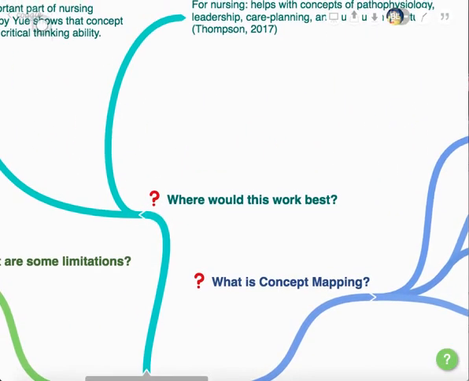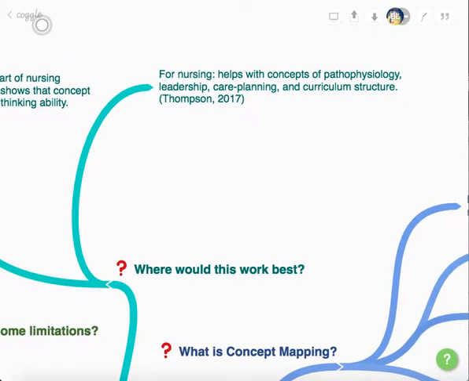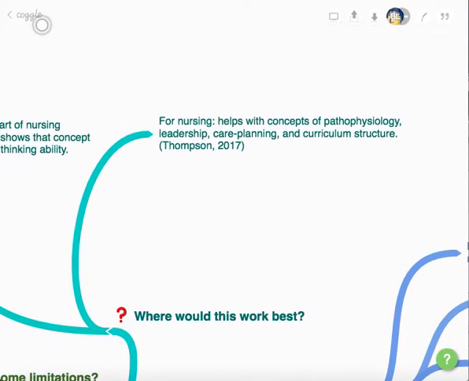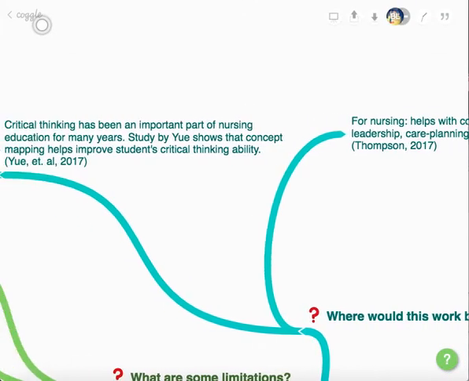In terms of where this technique would work best in the classroom, I've related it directly to nursing. Concept maps can be used to help with concepts such as pathophysiology, linking risk factors and signs and symptoms to diseases. It can also help with leadership and organization of planning for students, care planning of strengths and weaknesses for patients, as well as curriculum planning and structure as educators.